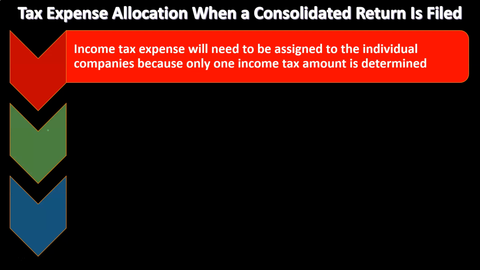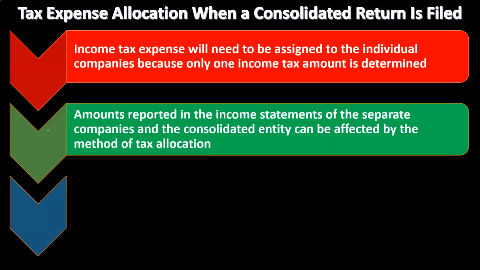Tax expense allocation when a consolidated return is filed. Income tax expense will need to be assigned to the individual companies because only one income tax amount is determined. Obviously, if you put the tax returns together and then file one tax return, then you're going to be coming up with one income tax expense amount. And then when you think about the financials, how are you going to record that on the financials? You're going to have to have some method to assign that income tax expense out to the companies that will be involved.